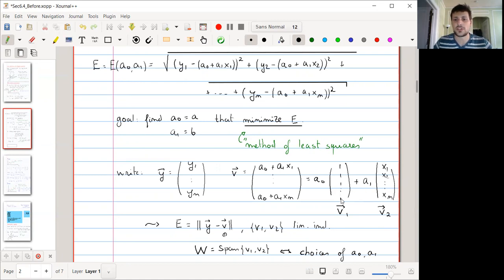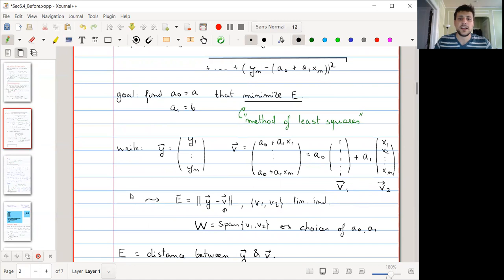This is a vector in which every entry is constant and is equal to 1, and this is not. So since they're not multiples of one another, they're linearly independent. And therefore, v lies in the span of v1 and v2, which we'll call w. And v1 and v2 is a basis for w.